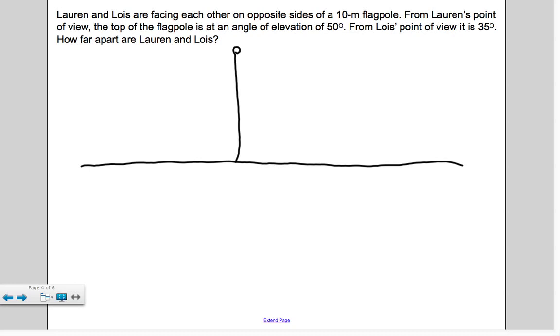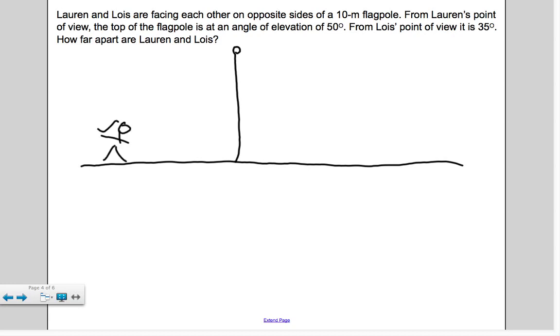Lauren is closer to the pole and Lois is farther away. But where is she relative to Lois though? Opposite sides. So opposite sides, right? They're on opposite sides of the flagpole. So let's draw Lauren over here.